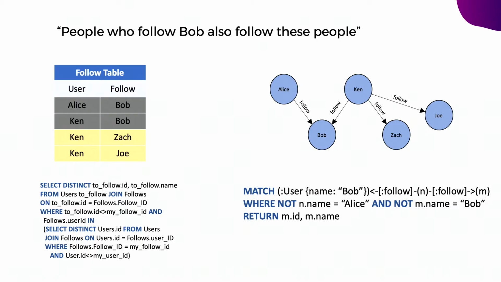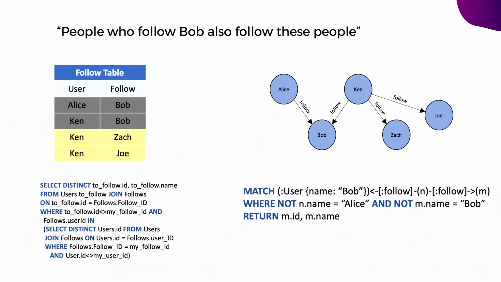So now we have a database. Let's look at how we can use this database to query, find out our answers for those questions we had before. People who follow Bob also follow these people. Okay? We saw the SQL version is not as straightforward as the graph. And then we can see on the right side a Cypher version.